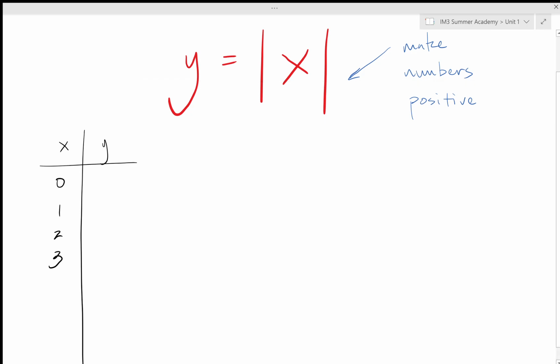So plugging in 0 for x, the absolute value of 0 is just 0. We plug in 1, the absolute value of 1, positive 1. I plug in 2, the answer is 2. I plug in positive 3, my answer is 3. So we've created a bunch of points here that we can now graph and start to see the shape of this absolute value.